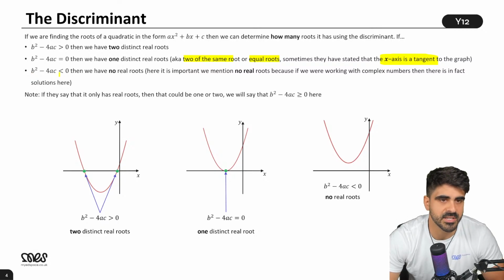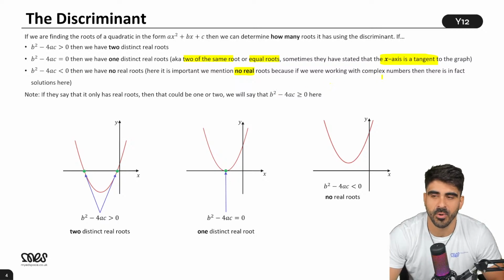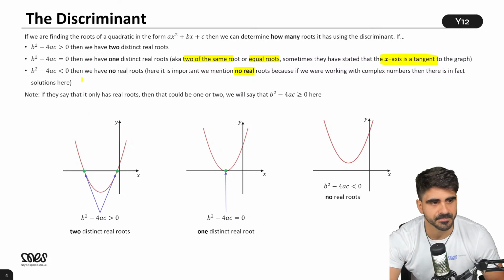Then b squared minus 4ac is less than 0. We have no real roots. Here it's important to mention no real roots, because if we're working with complex numbers in further maths, there are still solutions. It's just we're working in a different dimension.